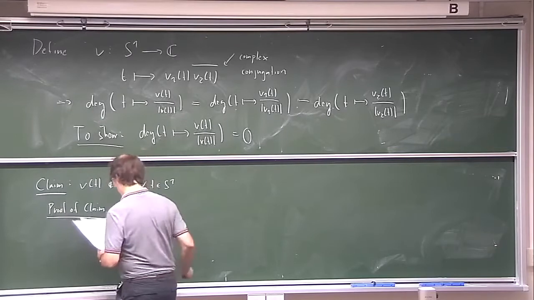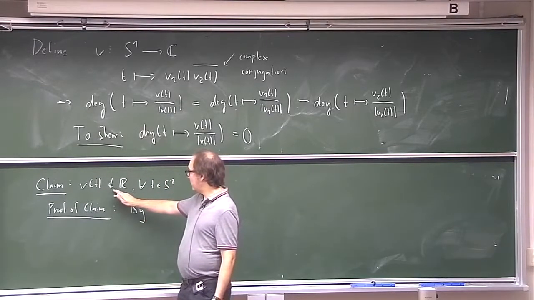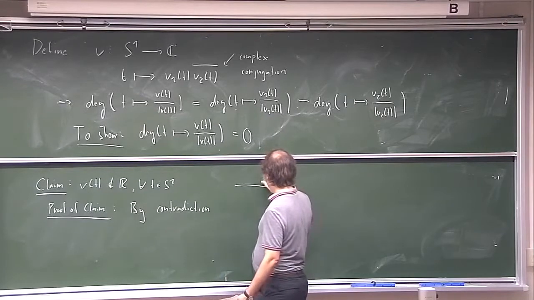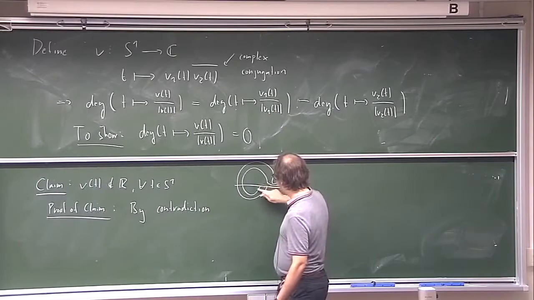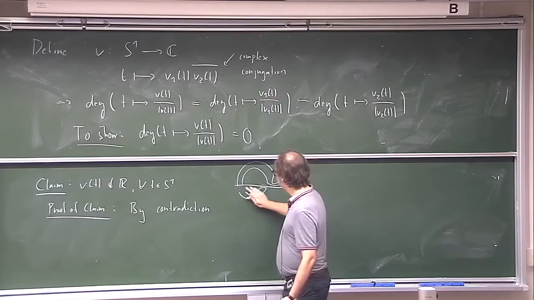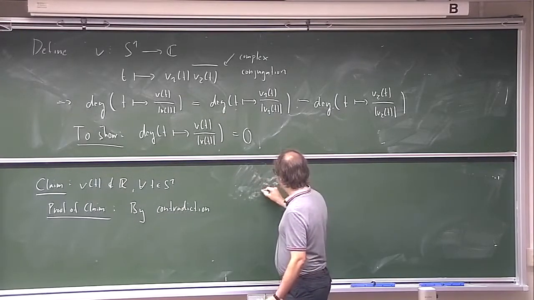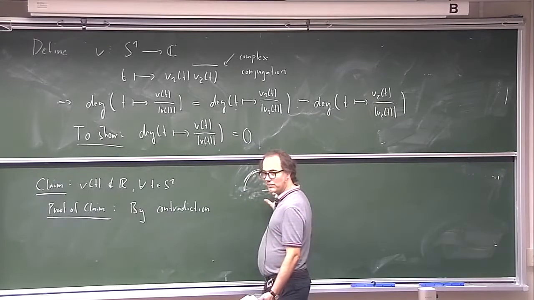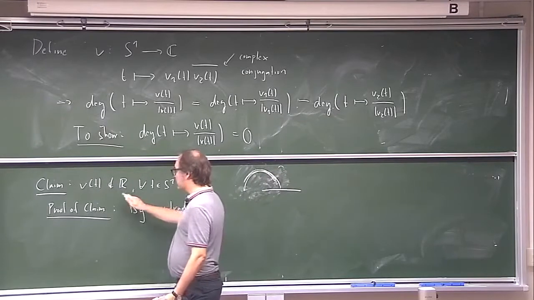So by contradiction. As soon as this claim is true, I know this, because if V is never in R, then my map does something like this, but not like this, just here. So as I'm on the unit circle, I go like this, then I can homotope to 0. So as soon as we have the claim, we have this. So let's prove the claim by contradiction.